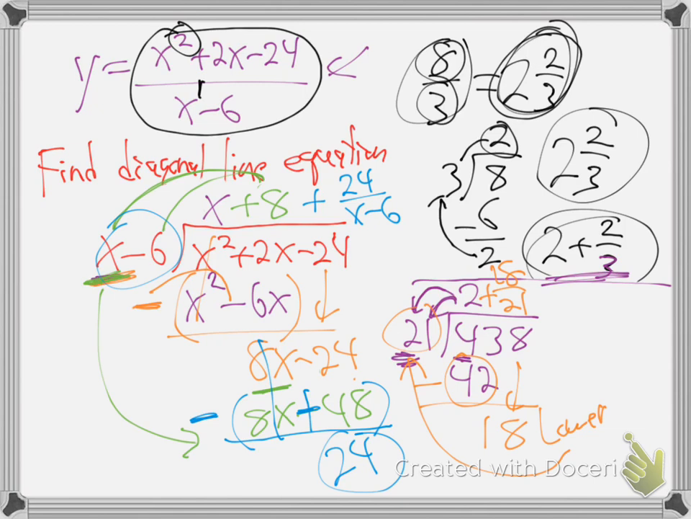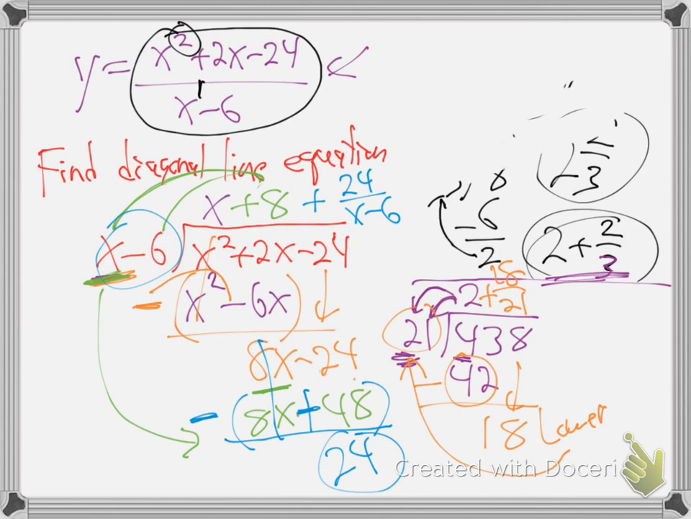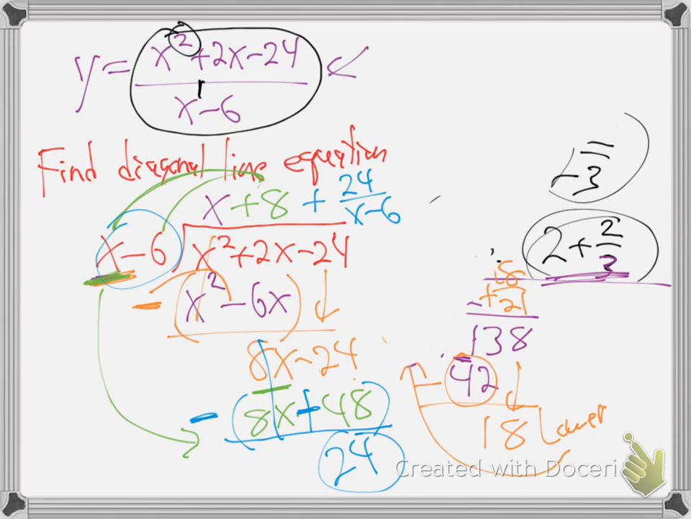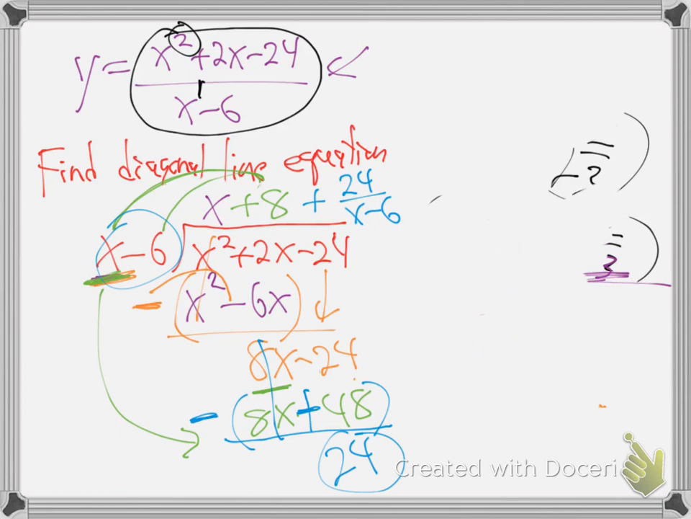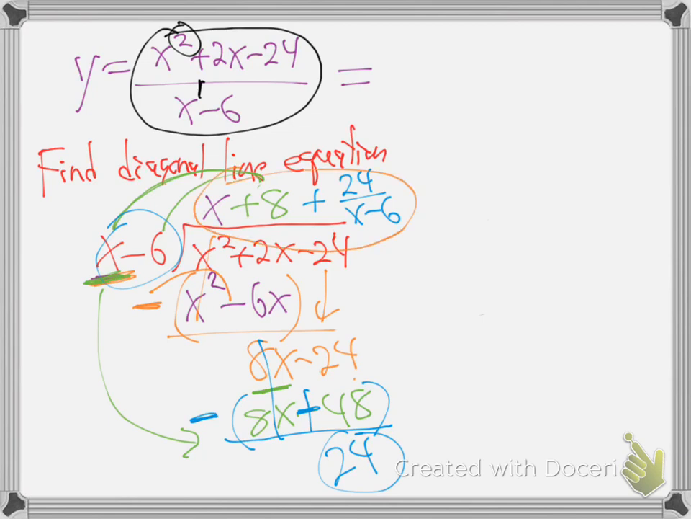Okay, so what have we done? What does all this mean? Let me erase all this side, which was just for our comparison. And let's think about what we have accomplished. So this all means that this entire fraction is equal to this x plus 8 plus 24 over x minus 6. That's what happens when you long divide, right?